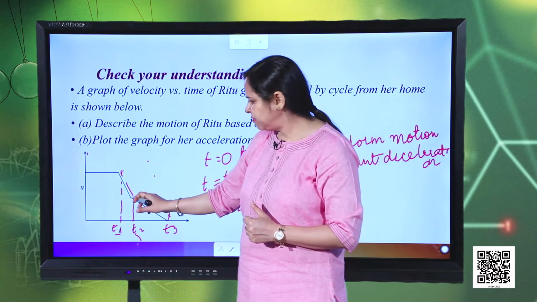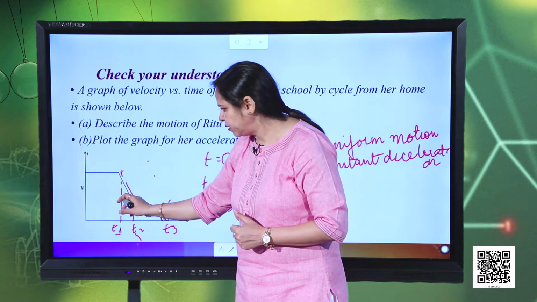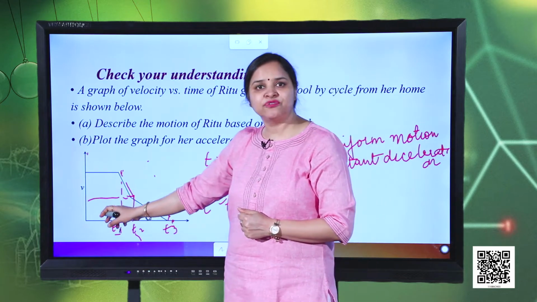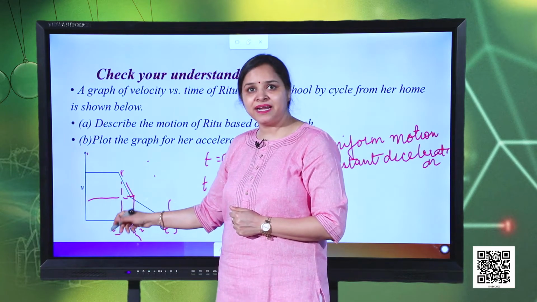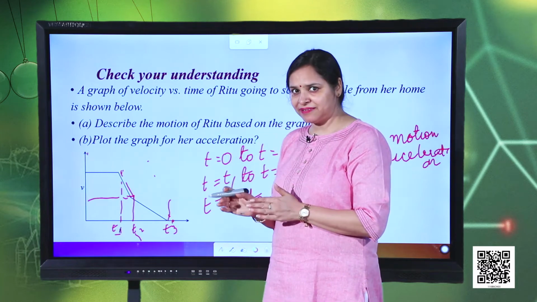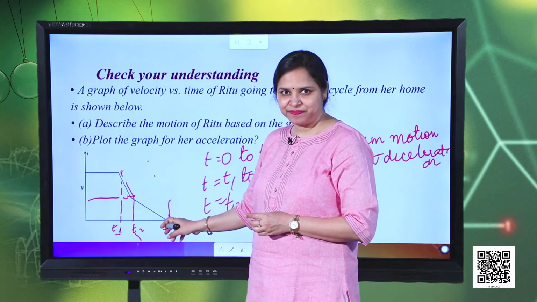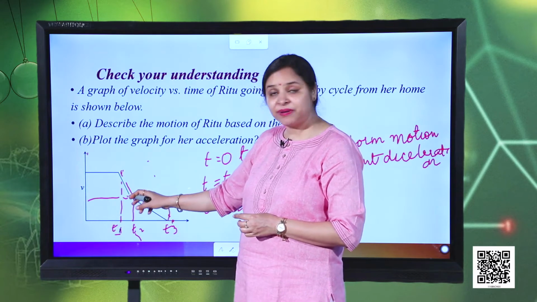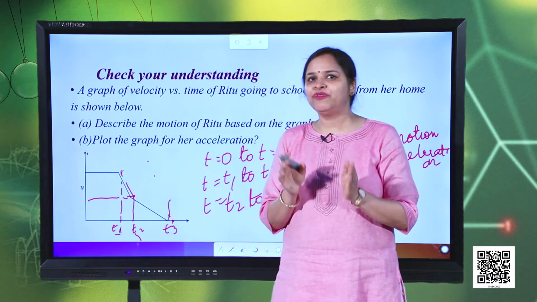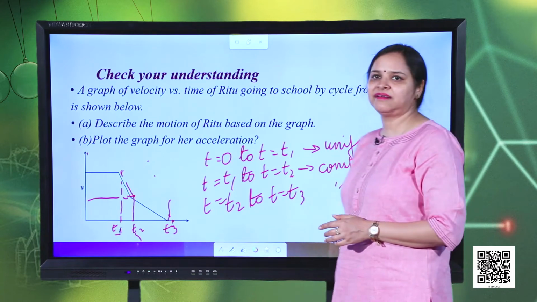During this time interval, again we can see that initially the velocity was somewhere here, but finally when the time is t3, velocity comes to be 0. Again it represents a uniform deceleration, because we can see that the velocity time curve represents a straight line which is inclined to the time axis. So, it has to be uniform deceleration in this duration also. It is a constant deceleration.